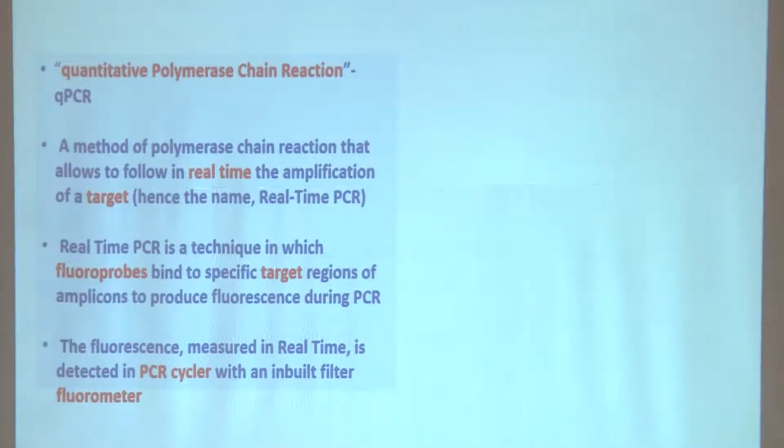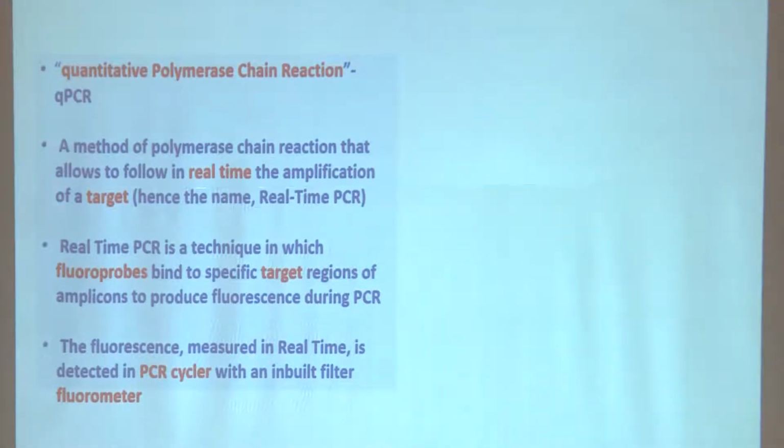Yeah, you may call it a quantitative real time PCR, also called qPCR, a method of polymerase chain reaction that allows you to follow in real time the amplification of the target. Okay. Since the technology allows you to track the events on a real time basis, this is termed real time PCR. The real time PCR is a technique in which fluoroprobes bind to a specific target region of amplicons to produce fluorescence during PCR.